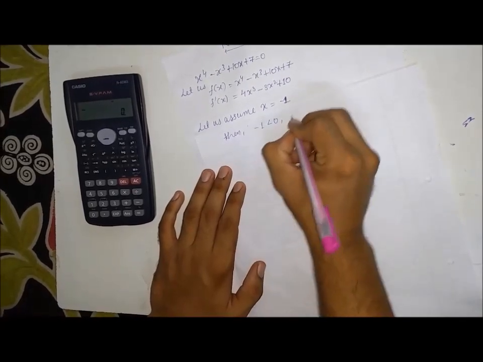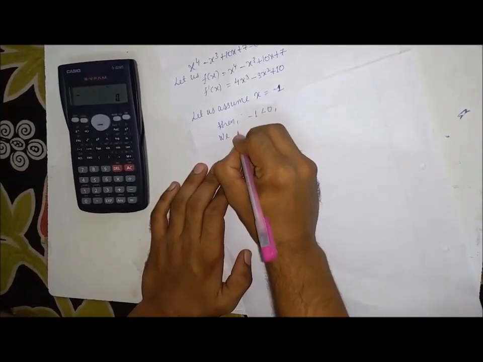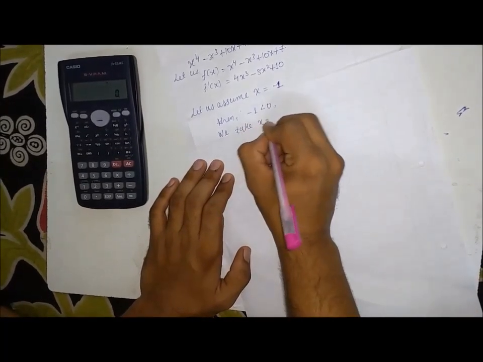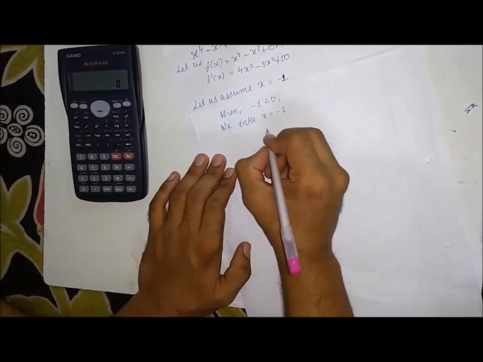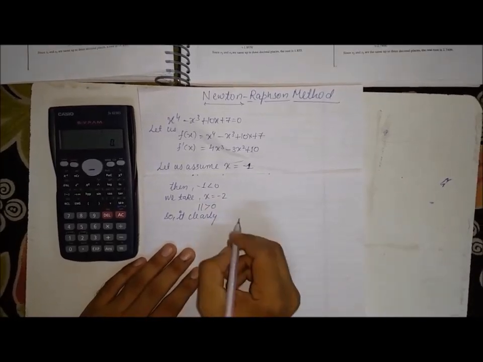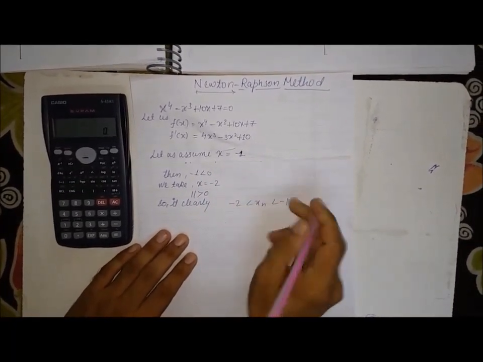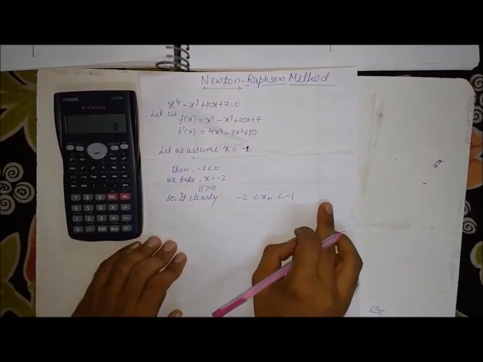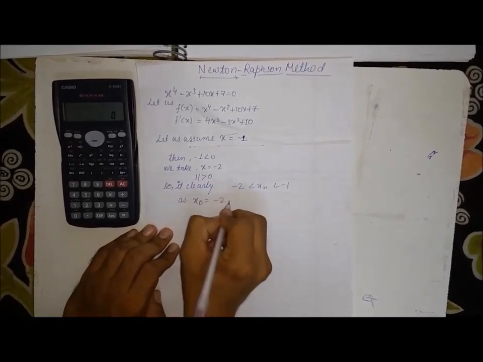Now for the second value, we put x equals to minus 2. Keeping this x equals to minus 2 in f of x, we get 11, which is greater than 0. So it is clear that the root lies between minus 2 and minus 1. Among these two, we have to choose only one number. So we are taking our x0 equals to minus 2.